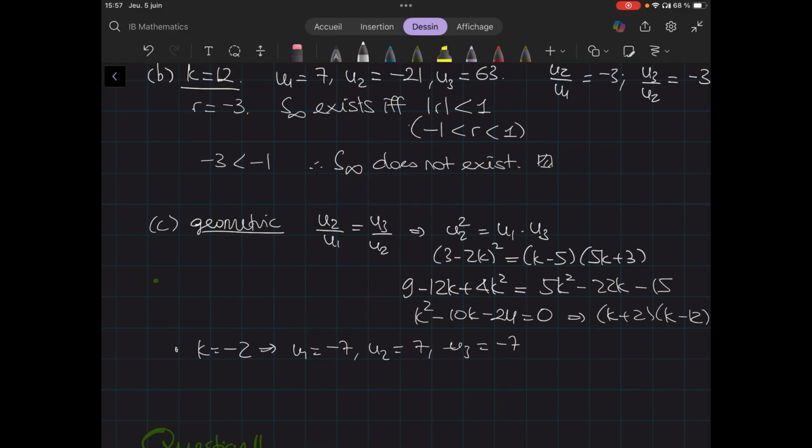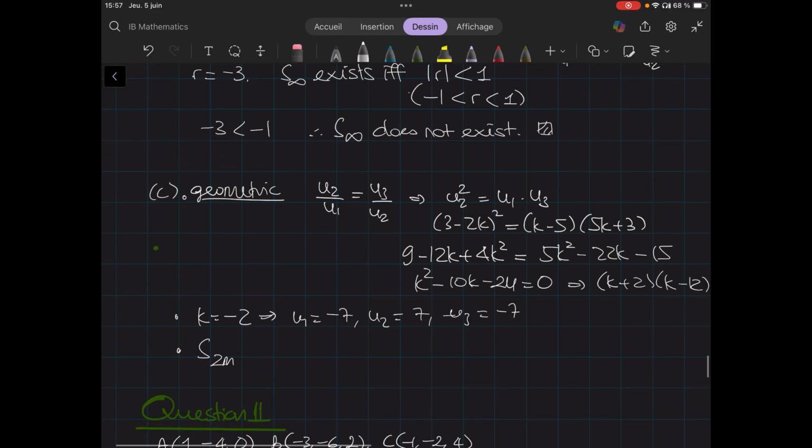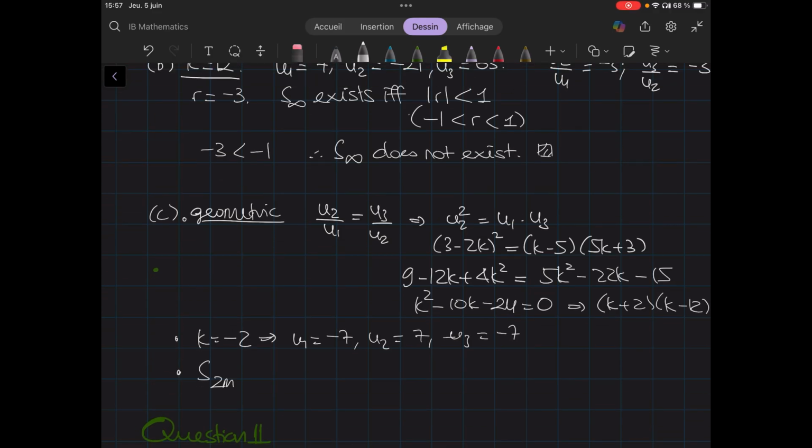The last part of part C. Find the sum of the first 2m terms. The sum of first 2m is the sum of an even number of terms, right? But we know that U1 plus U2 is going to be equal to 0. U3 plus U4 is also going to be 0. U5 plus U6 is going to be 0. So the sum of any even number of terms will be 0. And that's why it is a write down question. They were not expecting a lengthy explanation. And that is the end of question 10.